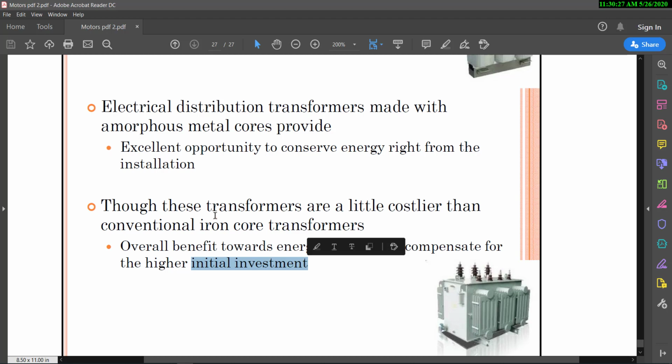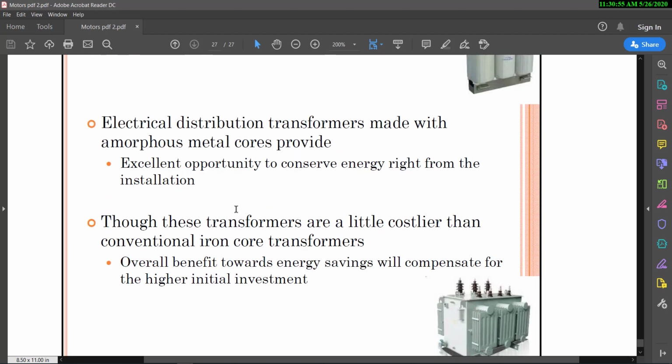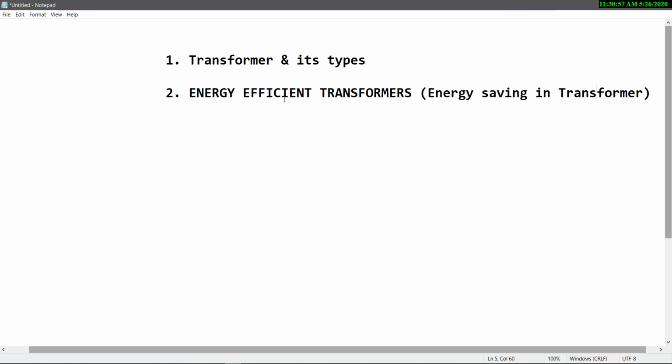That is, even though the initial cost is high, it will be compensated because this type of amorphous transformer requires less maintenance, and it causes low losses, that is low heating losses or vibration losses, which also increases the energy efficiency of the transformer. Therefore, it is more considerable. So this is about the different types of transformers, what a transformer is, and energy saving techniques or methods in transformers.